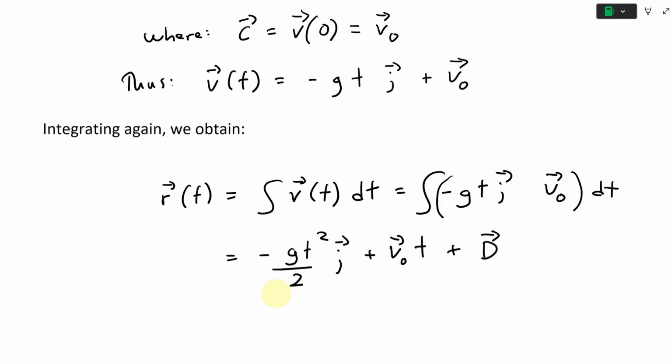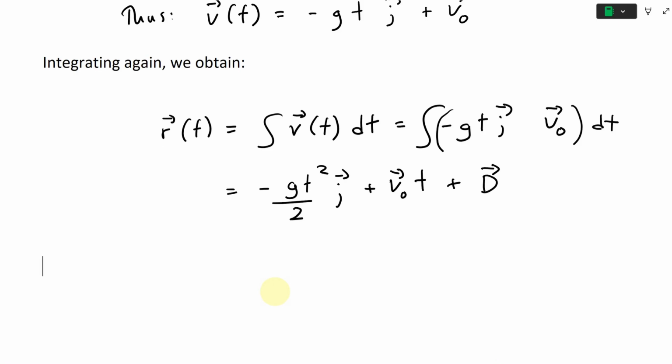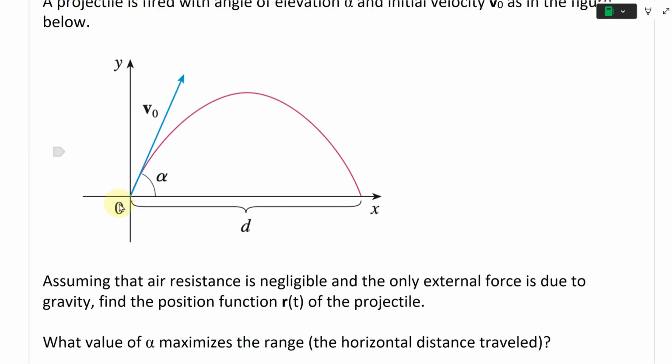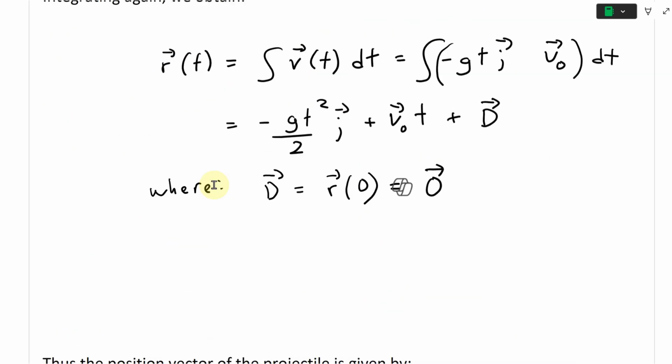Let's put another position vector, I mean the integration constant, where d right here is just equal to r of 0, because we're starting at the origin. Put the 0 inside and this all just vanishes. Since we start at the origin, this is just the 0 vector, so we just add nothing. So that's the starting point there. So we just have it like that.